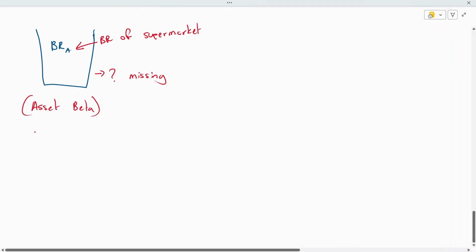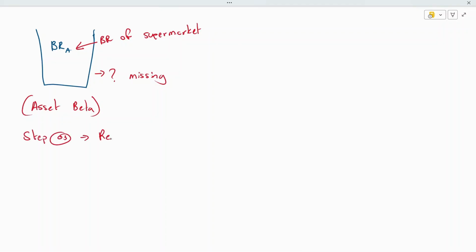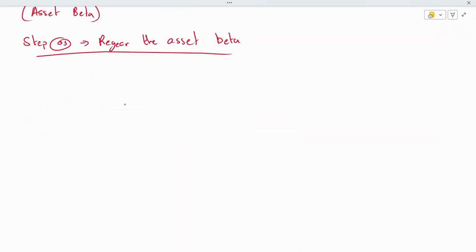So we are going to mix the financial risk over here. Step three is to what? Re-gear the asset beta. Re-gear meaning we are going to introduce the impact of gearing, the impact of financial risk. For this cup, the business risk of the supermarket industry is there, and we are going to add the impact of the financial risk of company X.